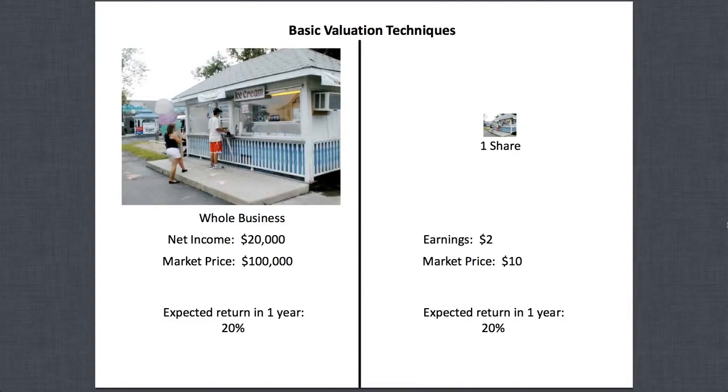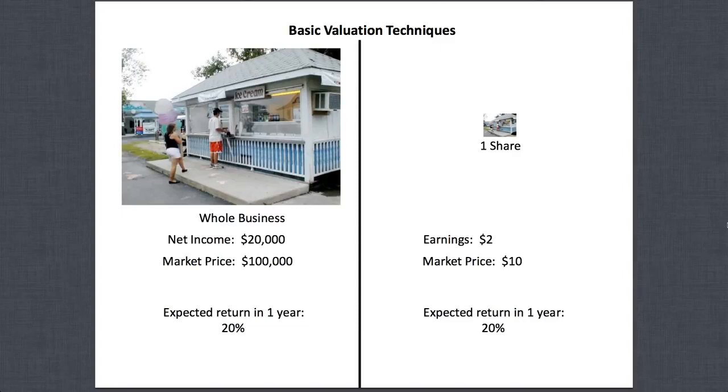Now let's look at the numbers for the one share. This is how I want you to look at it, as a little micro business. All I did was take those numbers and divide them by 10,000, because that was the number of shares outstanding. So that will represent the value of one share. You can see that the earnings is $2 and that the market price is $10. So my expected return in 1 year is the same thing. It's 20%.